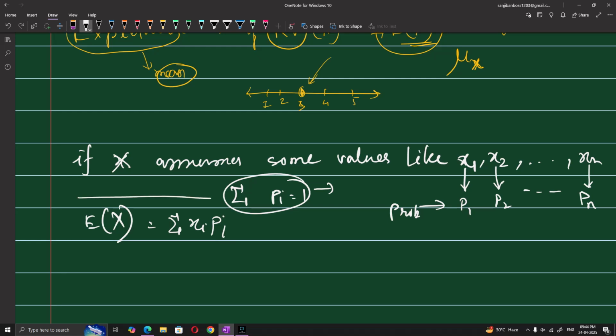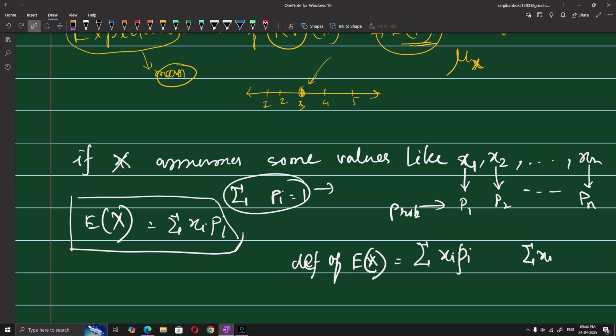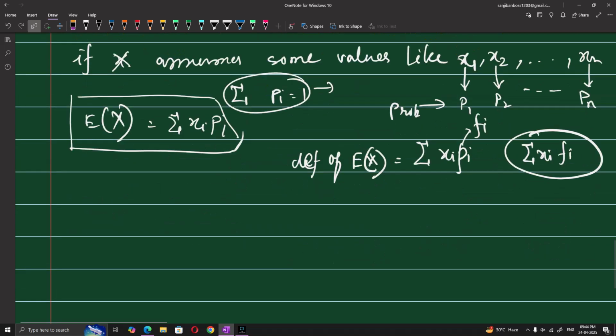So what is the definition of expectation? This is the definition of expectation, means the definition of expectation is summation xi pi. This actually behaves like xi fi, but this is not exactly the mean. This pi behaves like fi. And what is the story behind expectation? We are going to know.